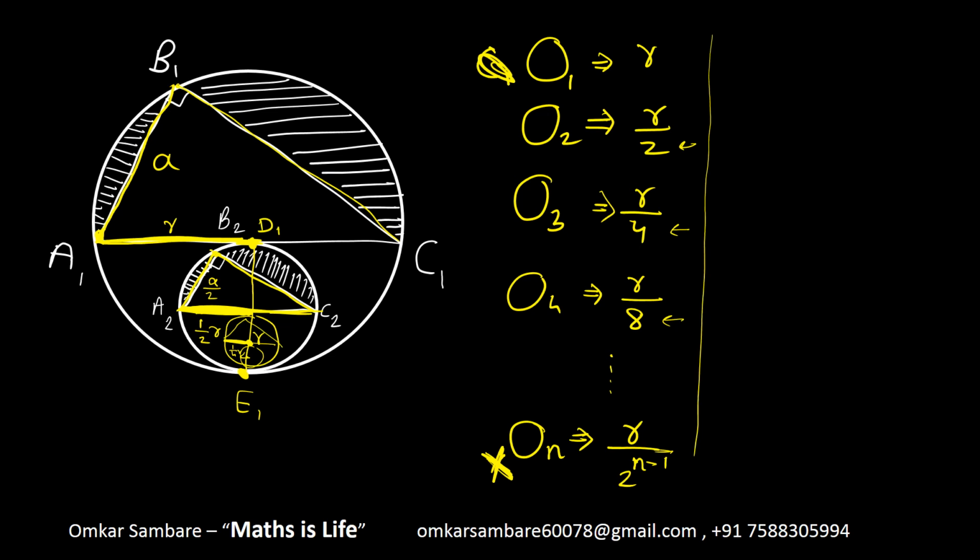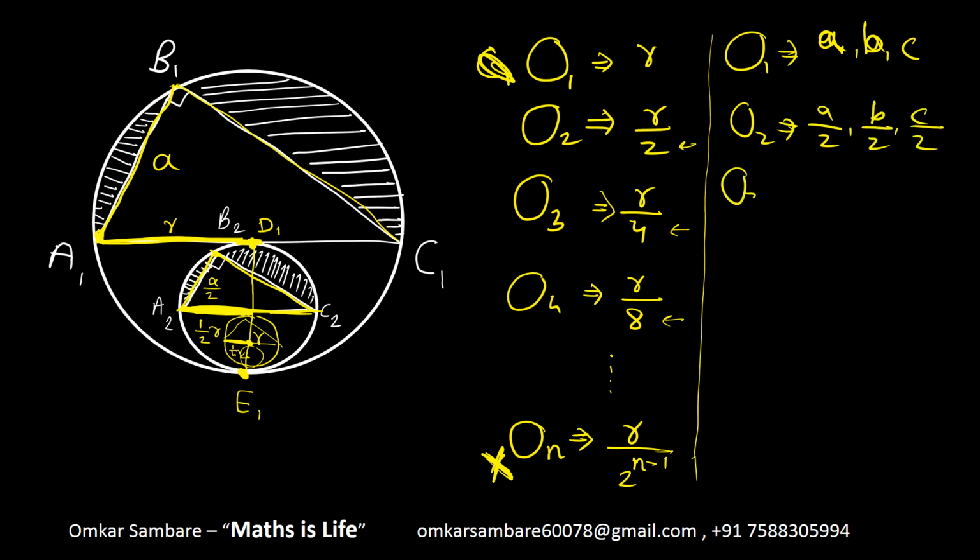Now for the sides of the triangles. For the first circle, the sides will be A, B and C. For the second circle, the sides will be A by 2, B by 2, C by 2. For the third circle, the sides will be A by 4, B by 4, C by 4, and this will also continue till the end, till infinite times.